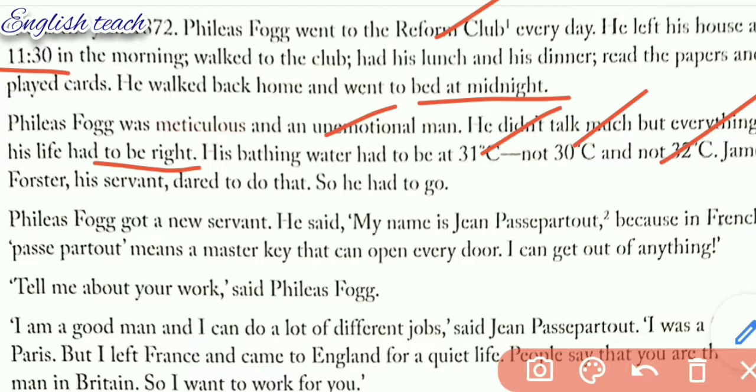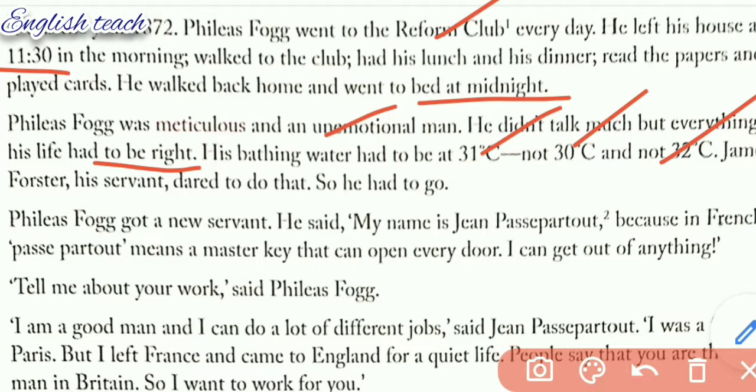His servant James Forster dared to do that, so he had to go out. The servant James Forster missed the perfectness. That's why Fogg sent him out.